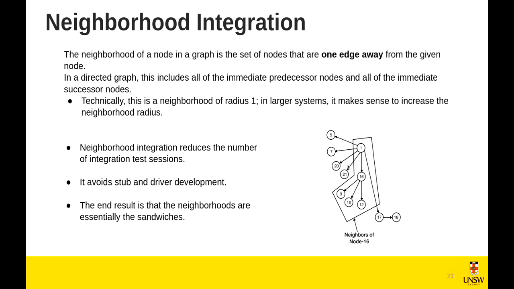So this is how we do neighborhood integration. By default, we assume that the neighborhood is within one edge from the target. Technically, this is called a neighborhood of radius 1. This neighborhood of radius 1 is normally enough for most systems. But in some larger software, we may consider increasing the neighborhood radius to include more nodes in a particular neighborhood. Neighborhood integration helps us to reduce the number of integration sessions, so it helps us to reduce the number of targets. And you can see that.